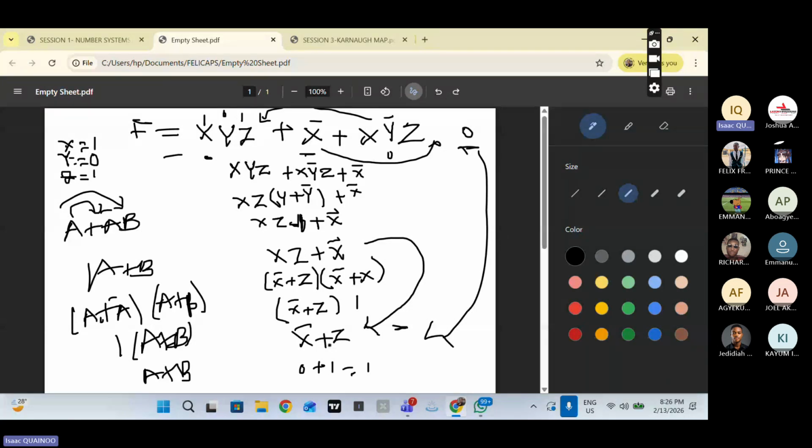Please, I'll have to look at this again. But I'm very much sure of this answer. I'm very much sure X bar plus Z is correct, right? It's correct here. But I'll personally have a look at it again.